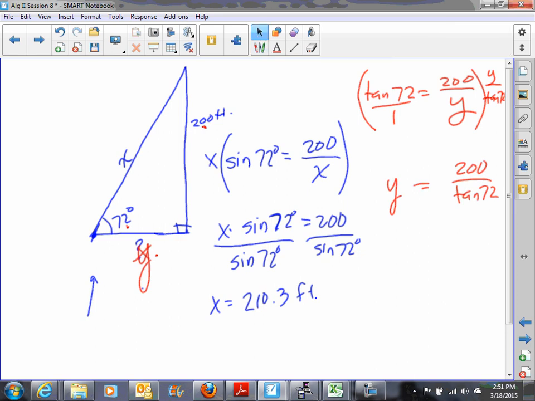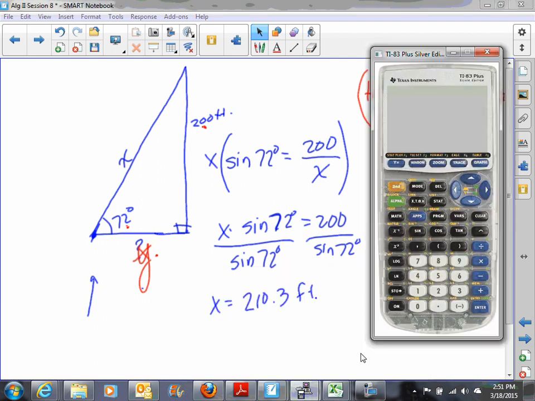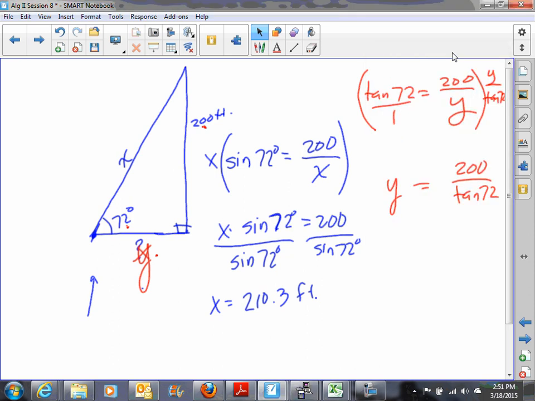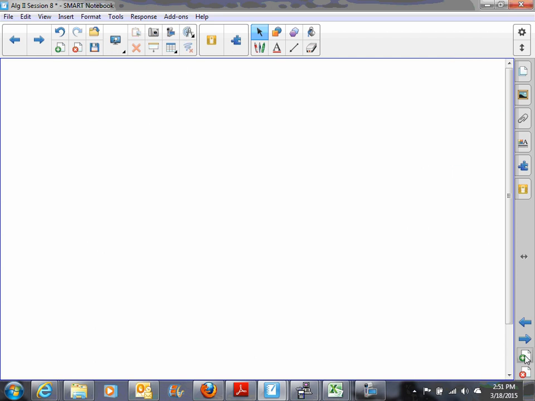So now, if we just take our calculator and divide 200 by the tan of 72, 200 divided by tan 72, it'll show us that 65 feet from the base of the antenna is where we would have to anchor the wire. Okay, those are a couple of simple examples of how trigonometric functions can be used to find missing sides. Now, the next thing the book wants to talk about is inverse trigonometric functions.